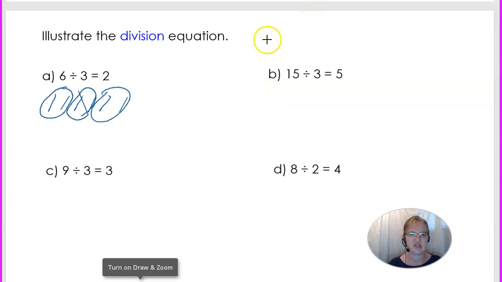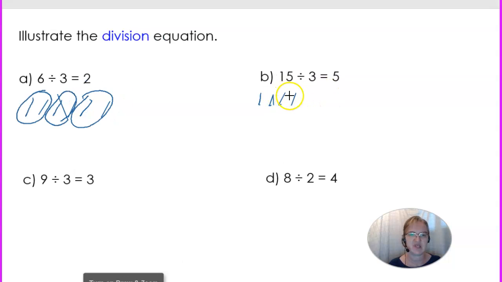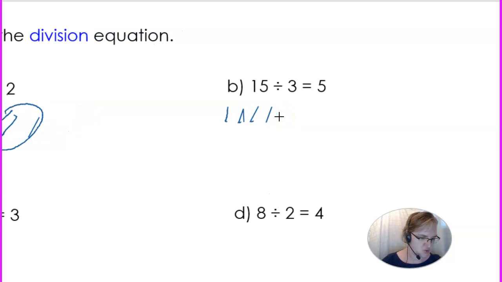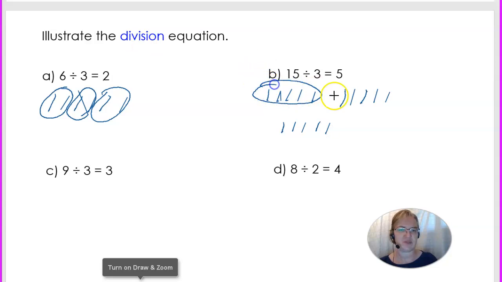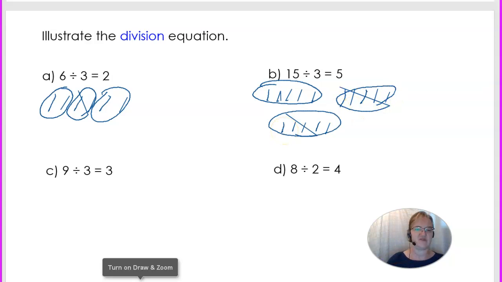If we've got 15 things to start with, again, we'll start with sticks. 1, 2, 3, 4, 5. And to make it easy on myself, I'm going to draw them into groups of 5. Okay, so we've got 4 there, and there's 5. 1, 2, 3, 4, 5. And 1, 2, 3, 4, 5. And so that puts them automatically into 3 different groups. So we can just circle them this way, and there we go. Our 15 divided by 3 equals 5.